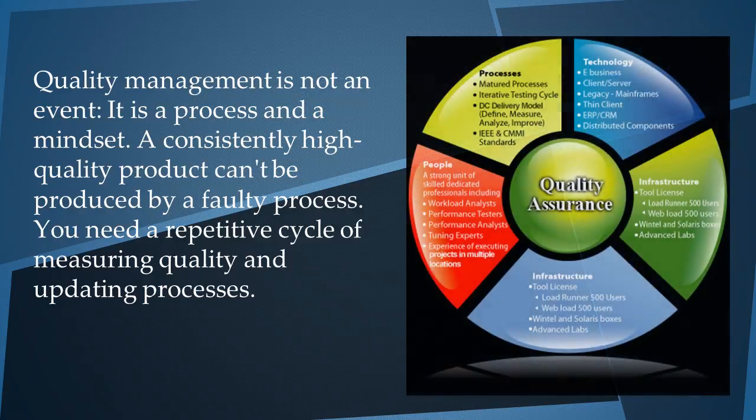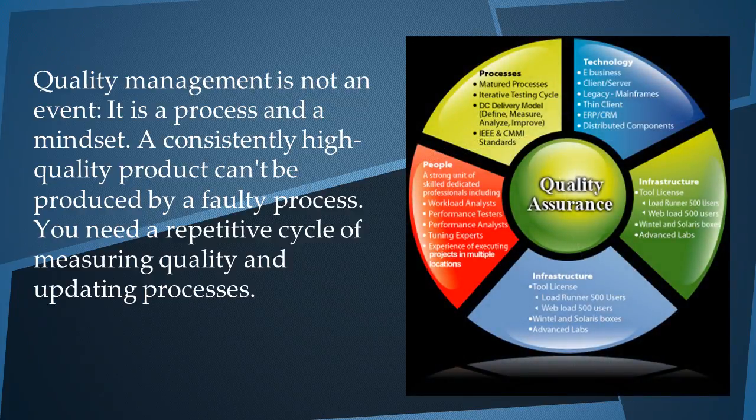As you can see to the right, quality assurance may be broken down into items such as people, processes, technology, or infrastructure. For people, quality assurance normally refers to a strong unit of skilled, dedicated professionals, including workload analysis analysts, performance testers, performance analysts, tuning experts, and people with experience of executing projects in multiple locations.